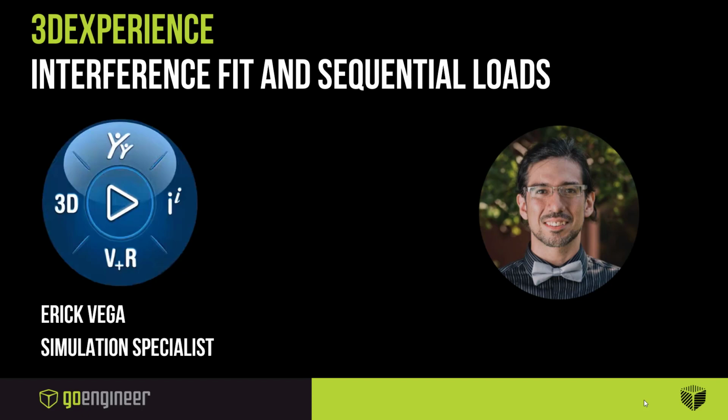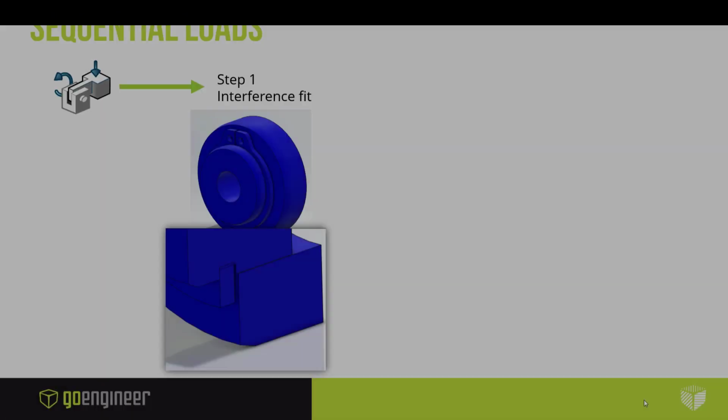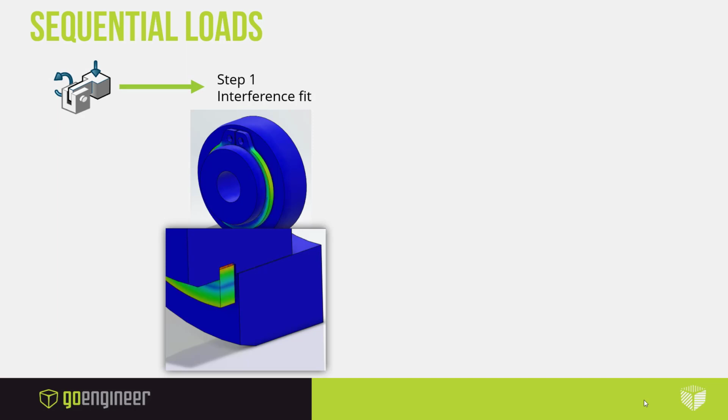In this video, I want to go over how to set up an interference fit and how to add sequential loads so we can find the stress on a pre-stressed C-clip during operational loads. To run the study, I'll use the Structural Scenario app.